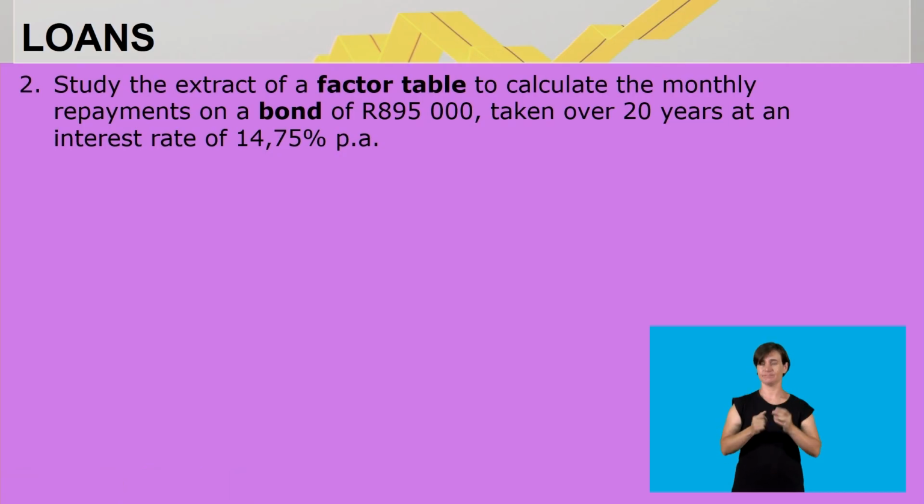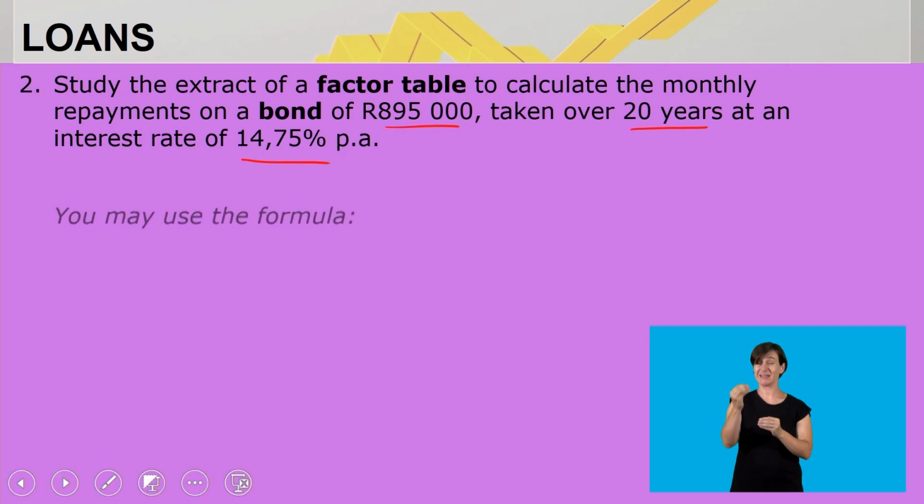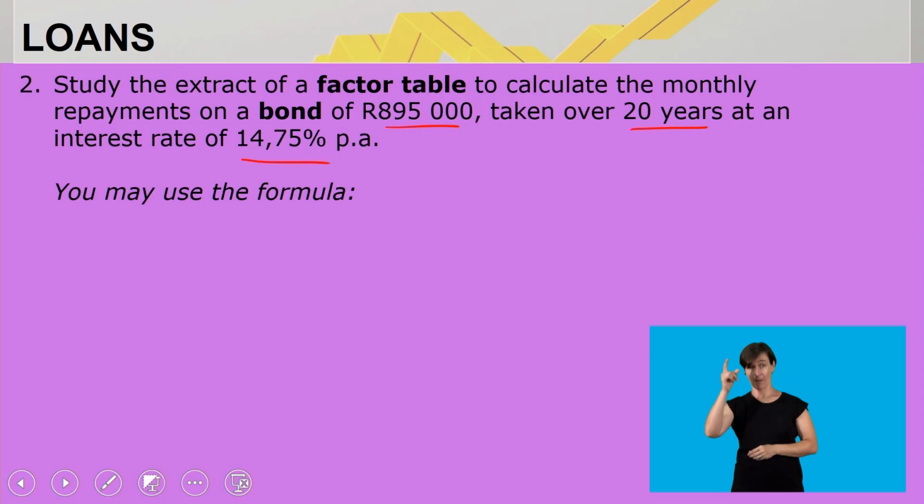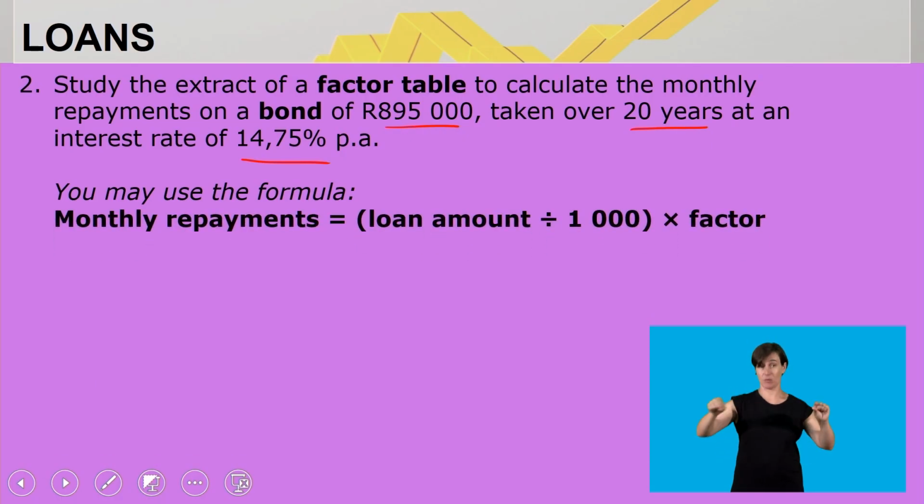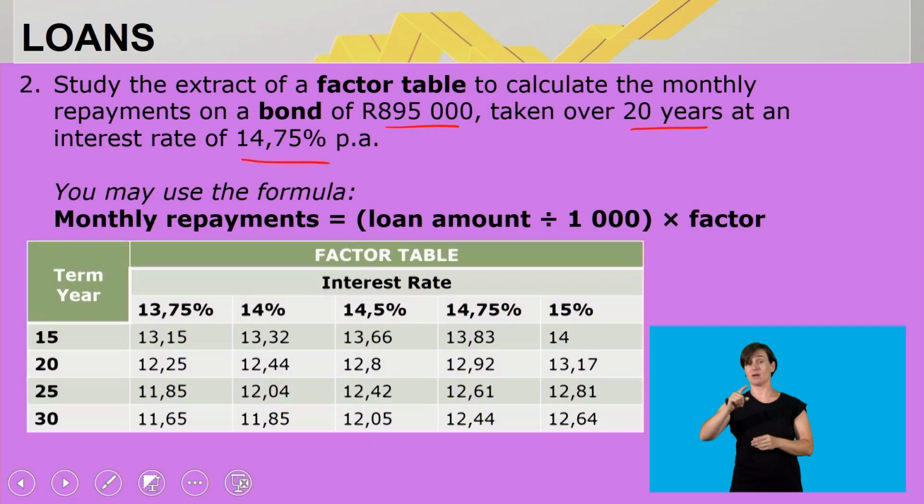Question 2 says, study the extract of a factor table to calculate the monthly repayments on a bond of 895,000 taken over 20 years at an interest rate of 14.75% per annum. Okay, let's see what our table looks like. But before we do that, it says we may use the following formula, and that is monthly repayments equals the loan amount divided by 1,000 multiplied by the factor. So there we have the factor table.